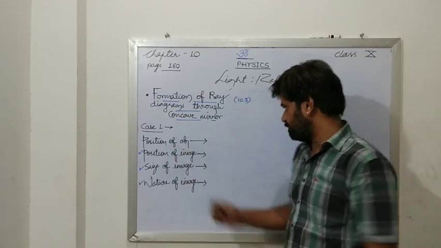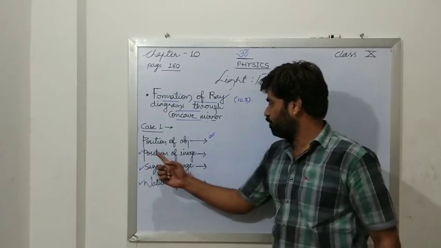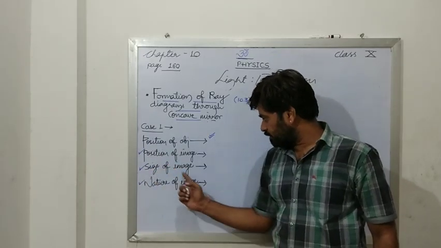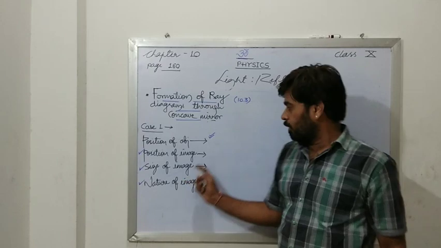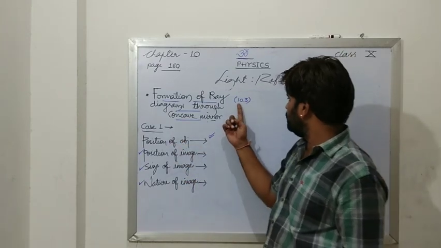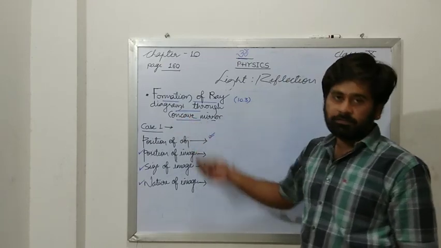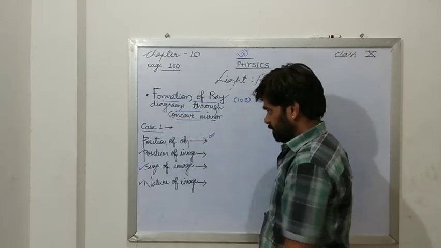This position of object is given, and we have to find position of image, size of image, and nature of image for the different positions of object. So let us begin with activity number 10.3, especially for concave mirror. After that we will study it for convex mirror.